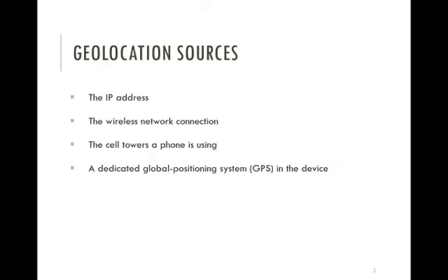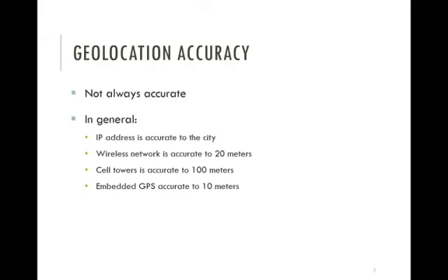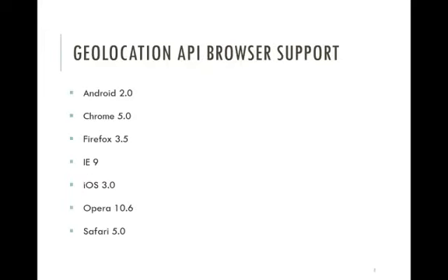Geolocation sources give you the IP address, the wireless network connection, the cell tower that the phone is using, or a dedicated global positioning system in the device. They're not always accurate, and in general, the IP address is accurate to the city, wireless to 20 meters, cell to 100, and the embedded GPS to 10. Here's the different API browser support.